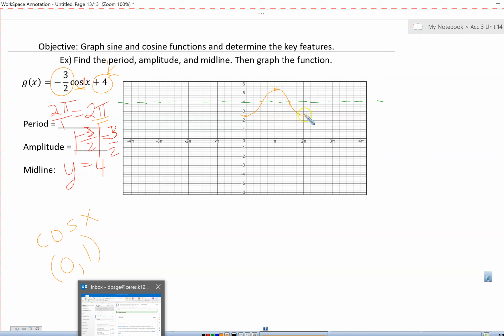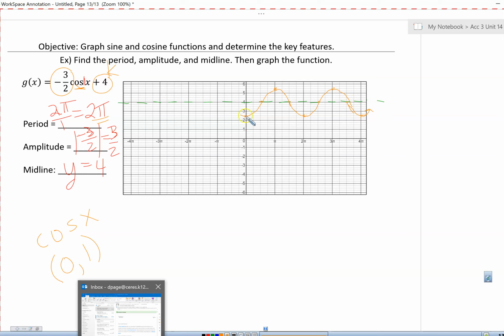So going to the right, from this minimum, we hit our midline. Then we hit a relative maximum. Then we hit our midline. And we hit a relative minimum. So that curving. And again, this is a minimum, so make sure you watch your end behavior. It's coming back up after that.